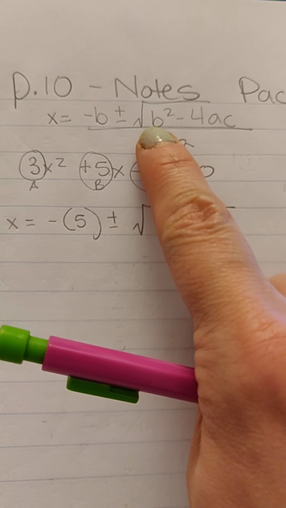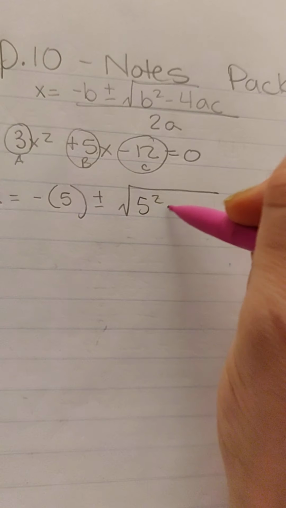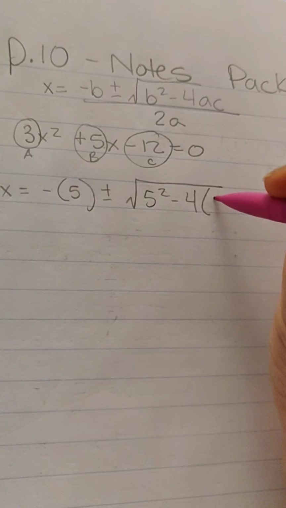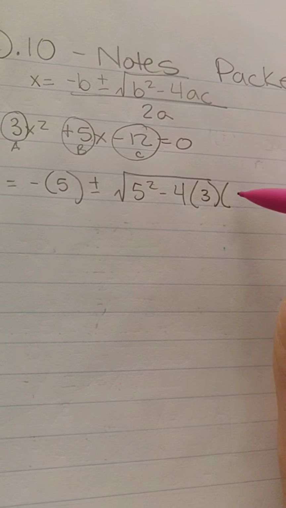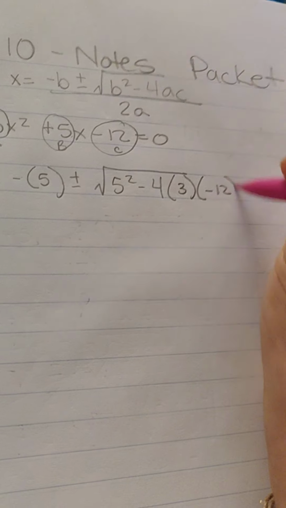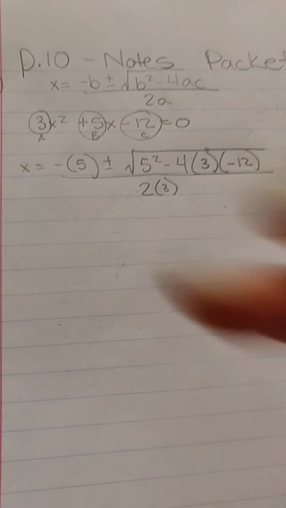Negative b plus or minus, we've got the square root of b squared. So I'm looking at my quadratic formula up here. I need to find b squared. So I'm going to take 5 and square it. B squared minus 4 times a. Our value of a is 3. A times c, and our value of c is negative 12. Gotta extend that square root symbol all the way out. All over 2 times a. All right, so now from here all we have to do is simplify.